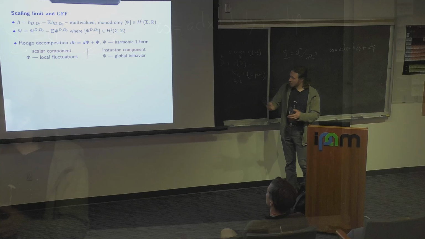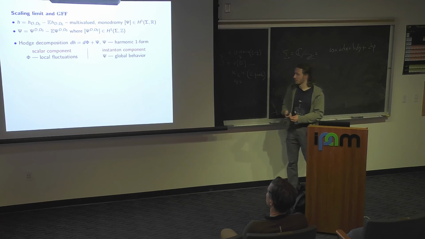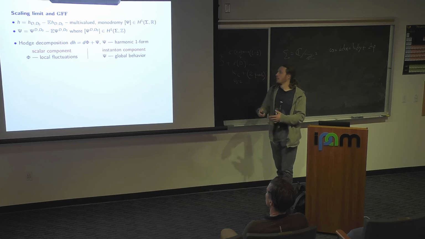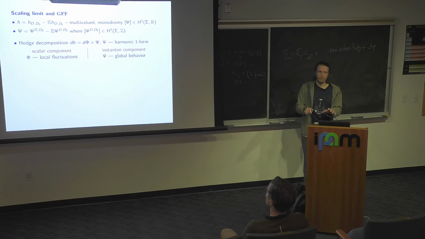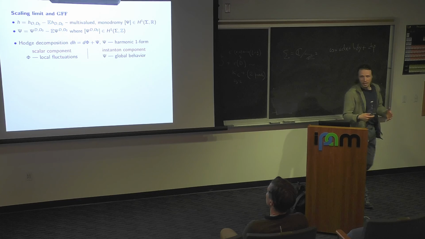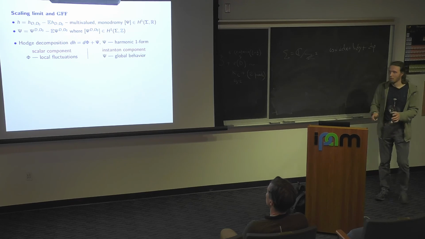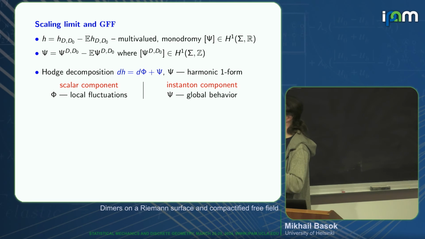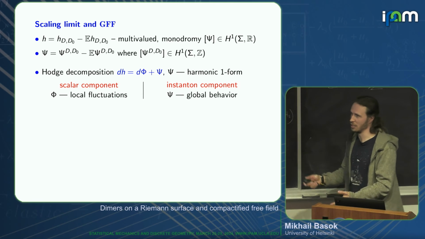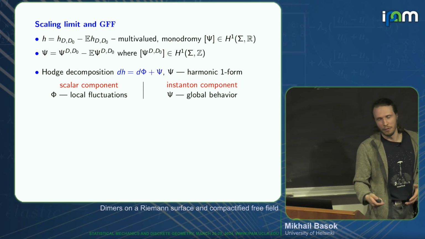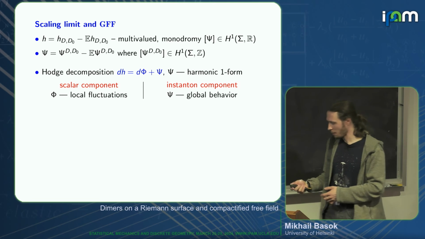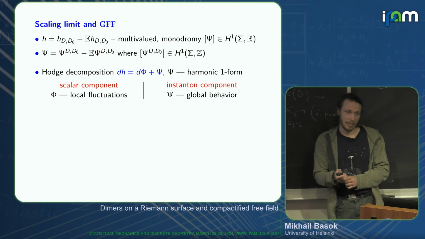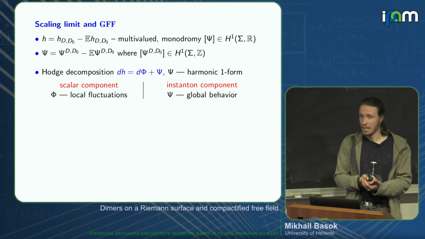So in this way, we get the following decomposition. Our function phi, which we call a scalar component, takes responsibility for local fluctuations of h, how it behaves locally. And the component psi, you can think of it as a vector of monodromies of h, actually. So it's something that takes care of the global behavior of h. Okay? And as I said in the very beginning, we expect that the height function has Gaussian fluctuations, right?